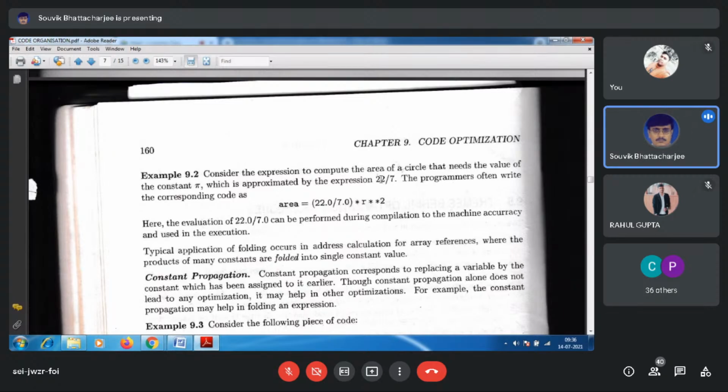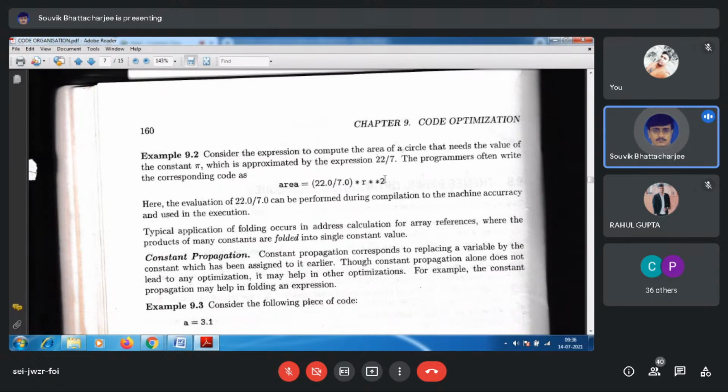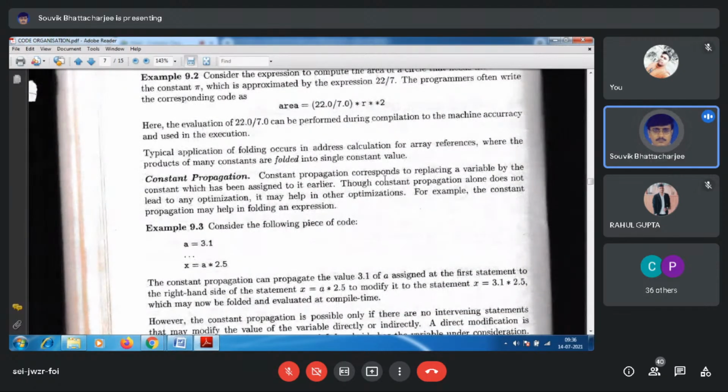Next one is constant propagation. Constant propagation corresponds to replacing a variable by a constant which was assigned to it earlier. Constant propagation alone does not lead to an optimization, but it may help in other optimizations, such as constant folding. Here is a piece of code: A assigns 3.1, and X assigns A into 2.5. Instead, if you write X assigns 3.1 into 2.5, you may eliminate the variable A.